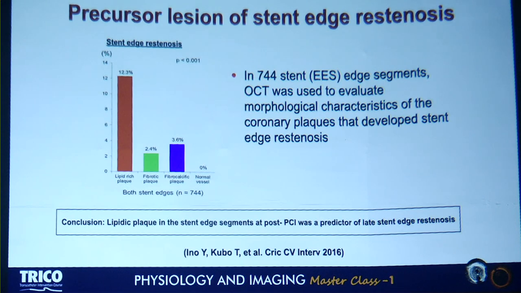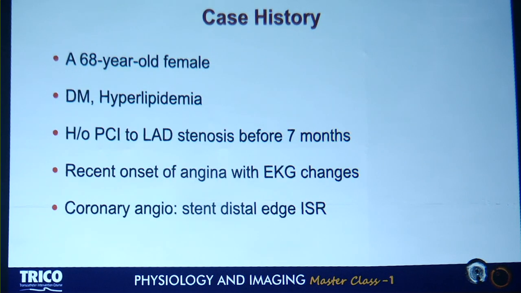Why? It is on the basis of the study done by Professor Akasaka's group, 744 everolimus-eluting stents. They have evaluated and come out with this brilliant finding that lipidic plaque in the stent edge segment post PCI was a predictor of significant increase in edge stenosis as compared to fibrous or fibrocalcific. A normal segment practically does not have that problem.